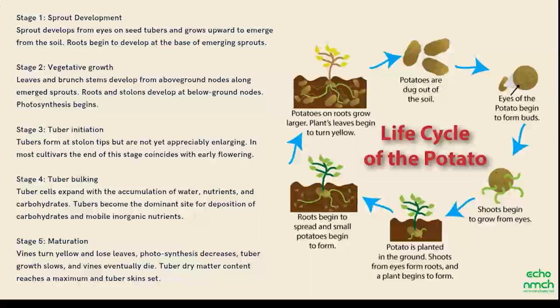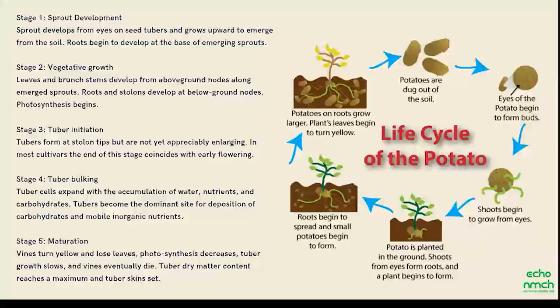of cells, basically expansion, and water, nutrients, and carbohydrates are accumulated. Thus, this becomes a dominant site for carbohydrates and mobile inorganic nutrients. And the fifth stage includes maturation. The vines turn yellow and lose leaves, photosynthesis decreases, tuber growth slows, and vines eventually die. Tuber dry matter content reaches a maximum, tuber skin set.